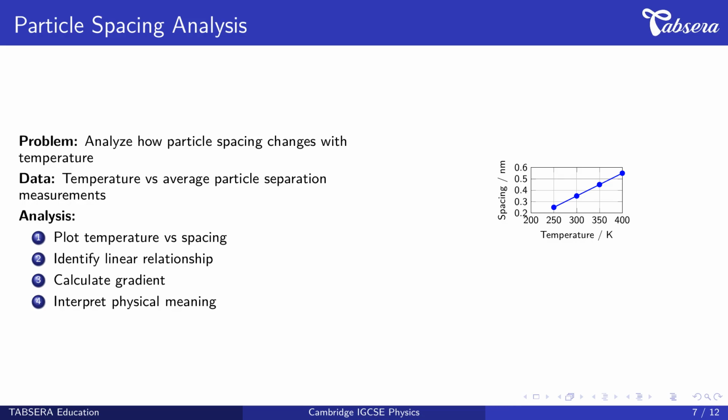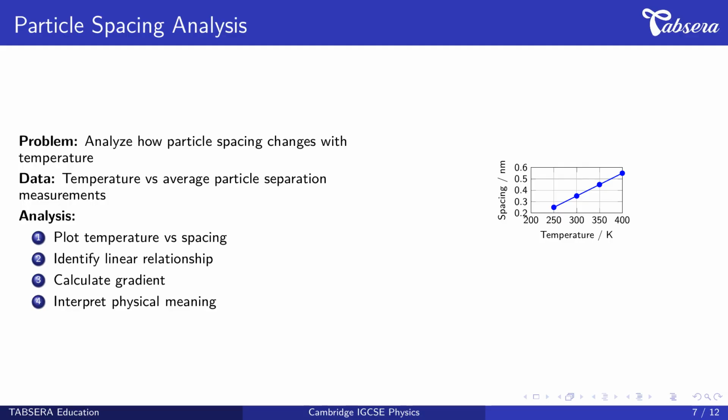Looking at the graph, we see a clear linear relationship between temperature and particle spacing. Second, identify the pattern. As temperature increases, particle spacing increases proportionally. Third, calculate the gradient. The slope is approximately 0.002 nanometers per Kelvin, indicating thermal expansion.